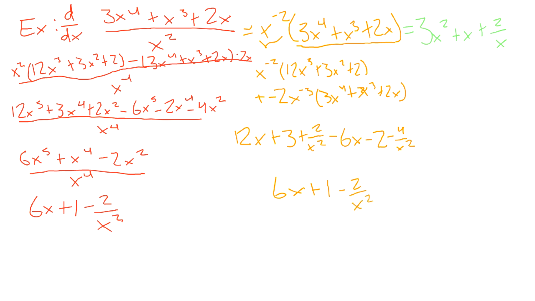And lastly, we can just do our simple power rule. We have 3x squared, which is just going to get us 6x. We derive our x, which is just 1, and derive our 2 over x, or 2x to the negative 1, and that gets us minus 2x to the negative 2. We can rewrite this as 6x plus 1 minus 2 over x squared. So we can see that we do get the same answer for all three.